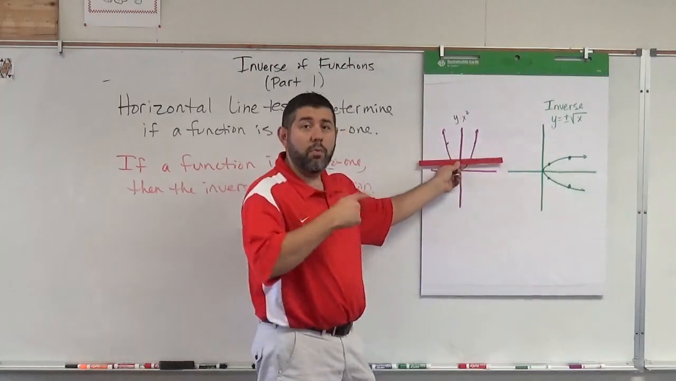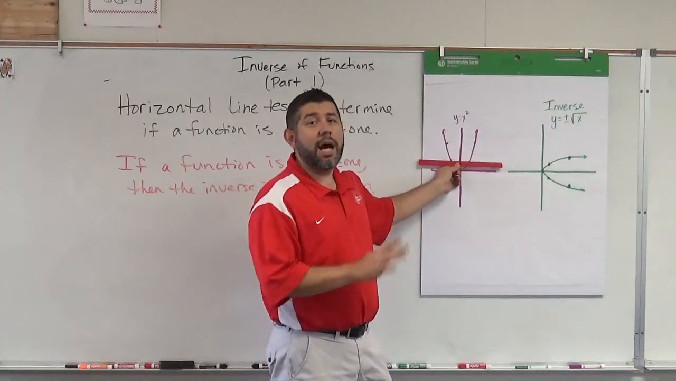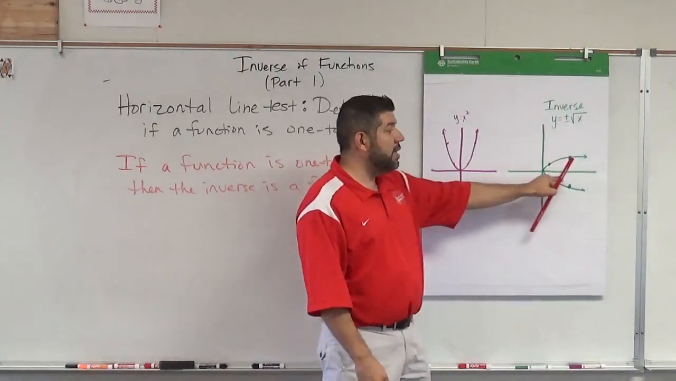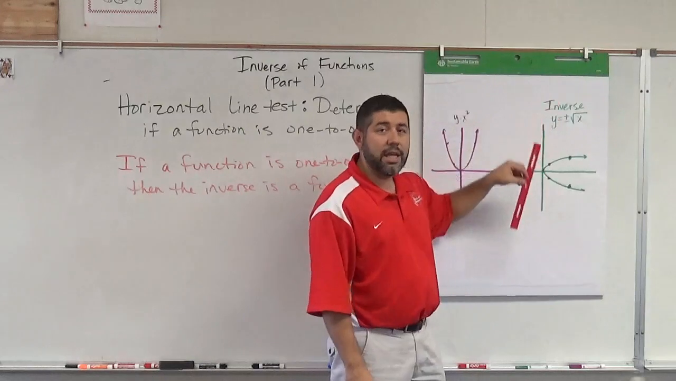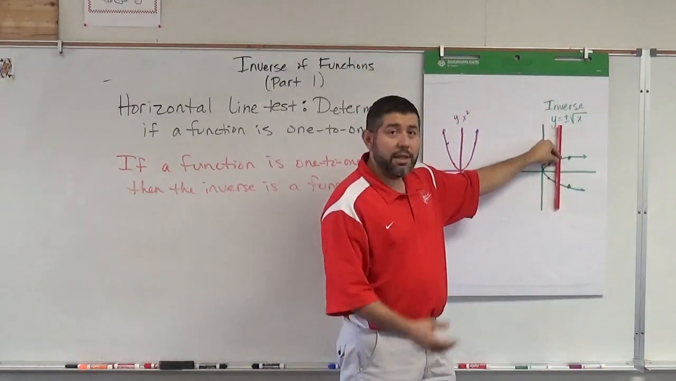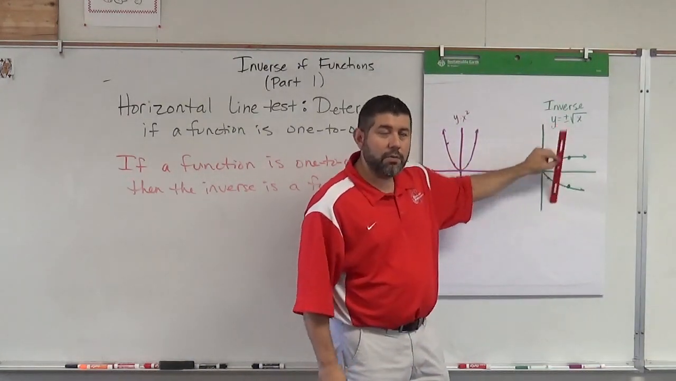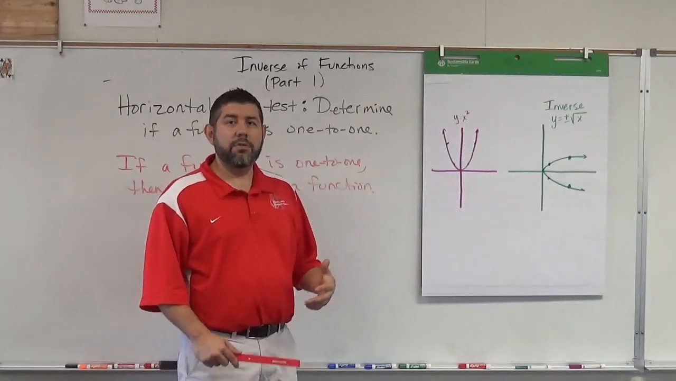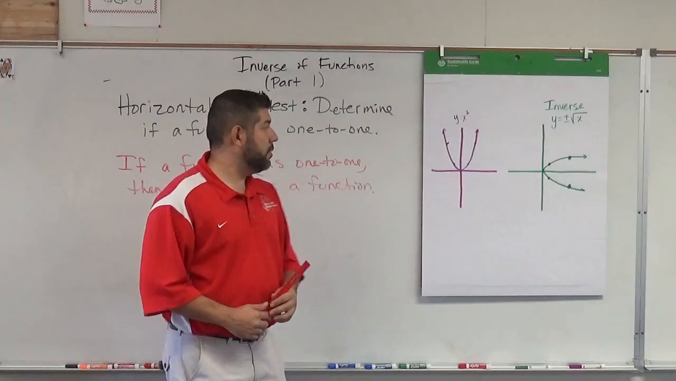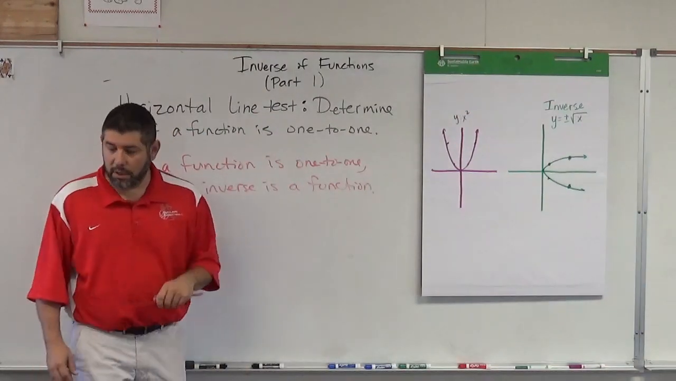So if it's not 1 to 1, the inverse is not going to be a function. And we see that right here. This is its inverse. If we did the vertical line test on the inverse, we would see that that pretty much is not a function, right? So in order for the inverse to be a function, the original function needs to be 1 to 1, okay? And we can test that using the horizontal line test.